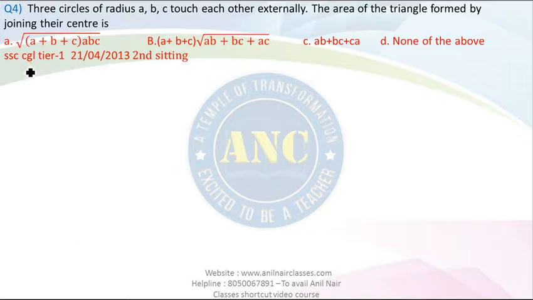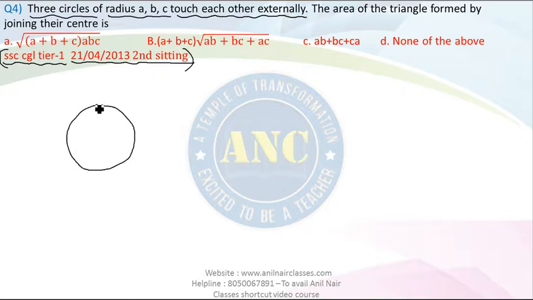See this question. Again, it's an original examination question, SSC CGL Tier 1 2013 second sitting. Original question we are discussing once again. What is that question? Three circles of radius a, b, c touch each other externally. Okay, first of all, let me draw the three circles.